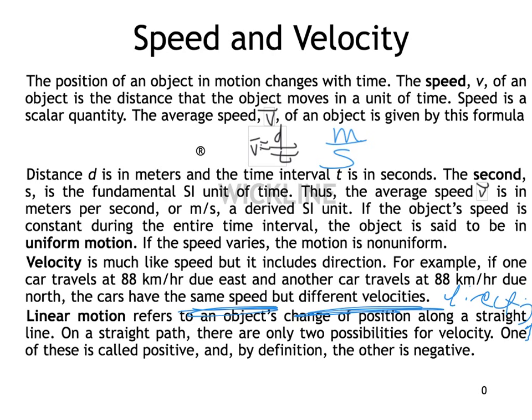Now, linear motion refers to an object's change of position along a straight line. And on a straight path, there are really only two possibilities for velocity, because there are only two possibilities for direction along a straight line.